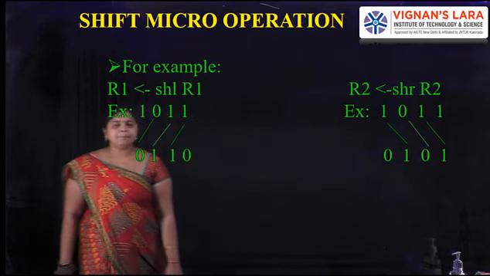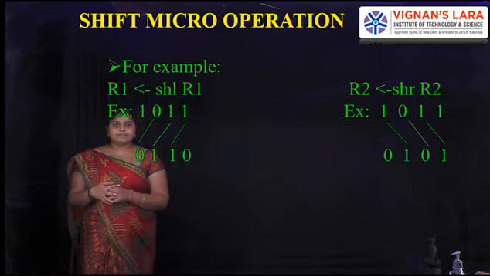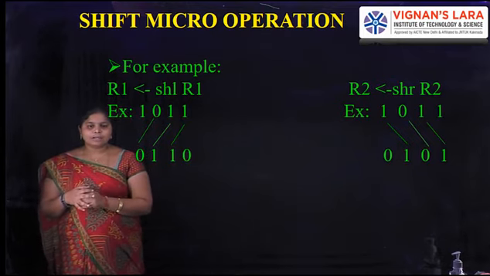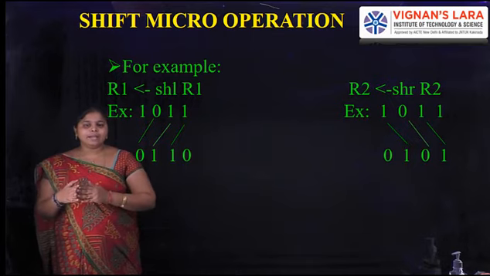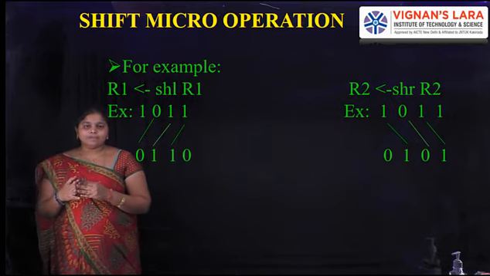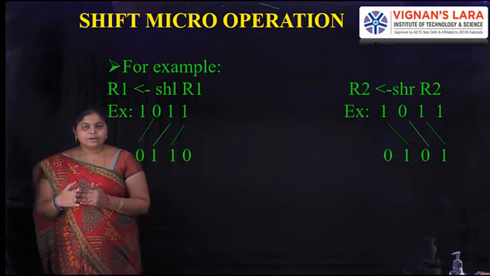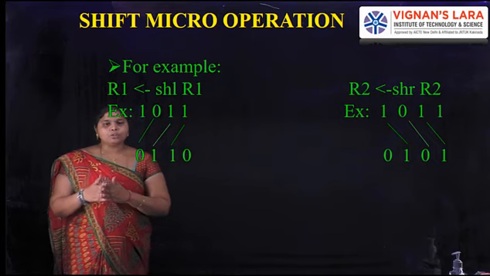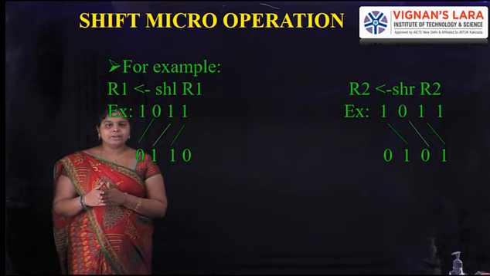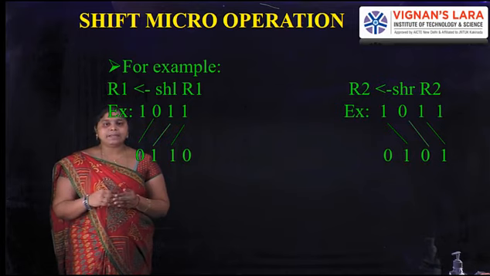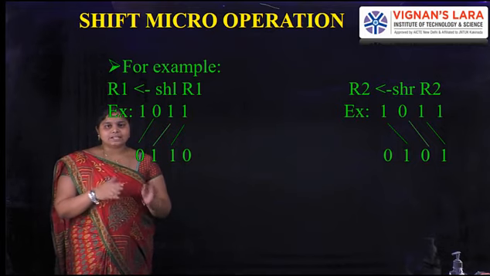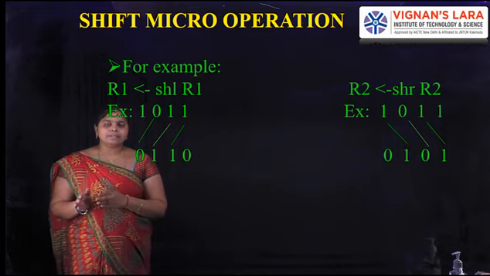Here is the example for the logical micro operation, the first example of the shift micro operation. We take R1 <- SHL R1. R1 is a register, and SHL means shift left. For both we take the same register, R1 and R1. The content is shifted left and transferred back to the R1 register. R1 is a register name.